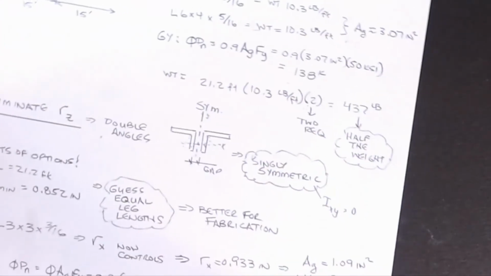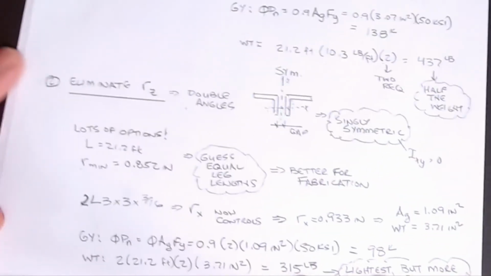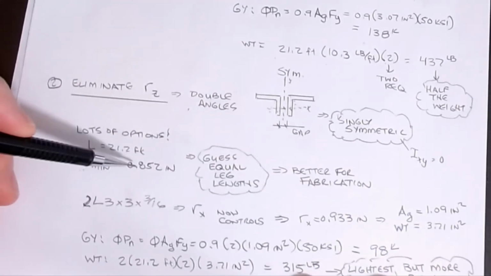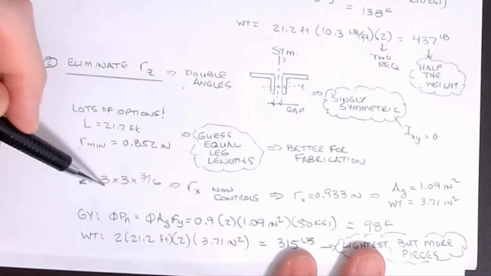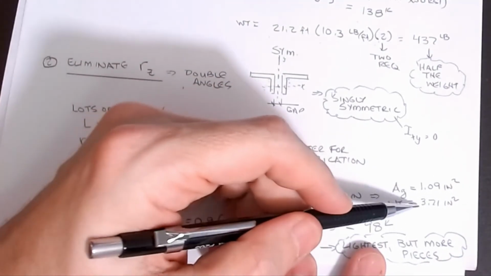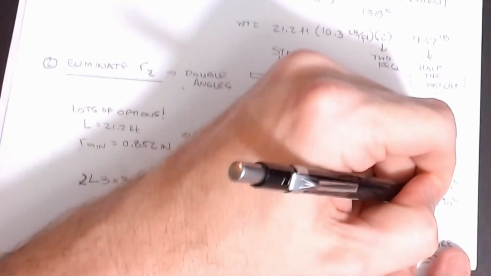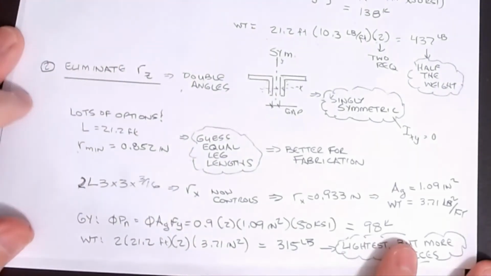Our RX now controls. We have an RX of 0.933. That's greater than what we required for 0.852. The gross area of a single one of these 3x3s is 1.09 inches squared and has a weight of 3.71. Wow, the units are way off, pounds per foot on that.